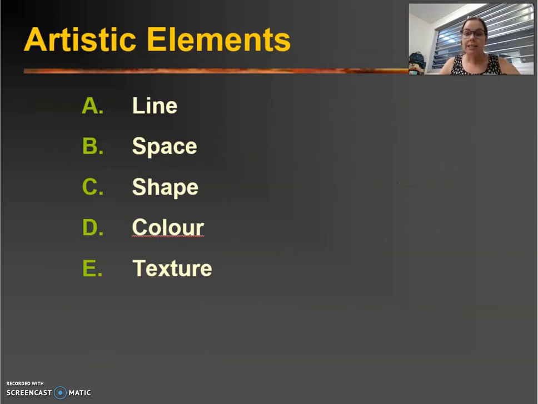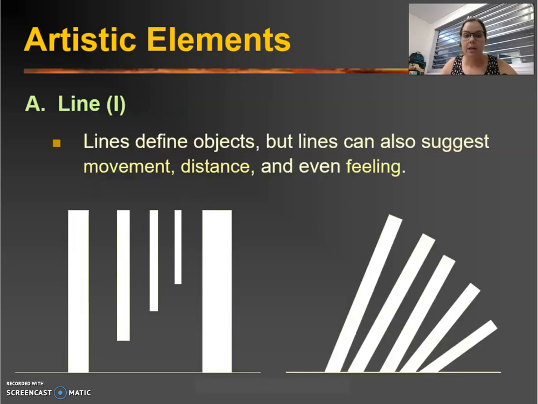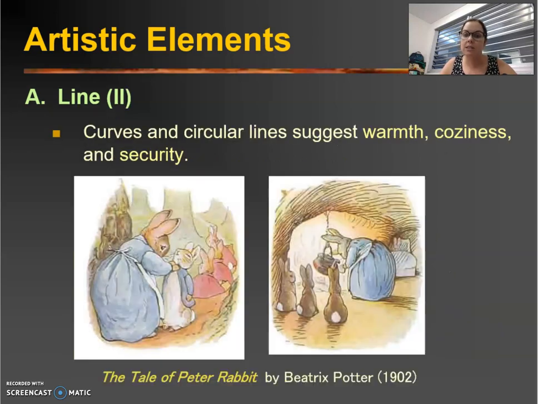In regards to artistic elements, these are things like line, space, shape, colour, and texture. Lines define objects, but lines can also suggest movement, distance, and even feeling. Curves and circular lines suggest warmth, coziness, and security. Have a look at the 2 pictures here from The Tale of Peter Rabbit by Beatrix Potter. Beatrix Potter successfully uses circular lines to create a secure feeling for her characters.